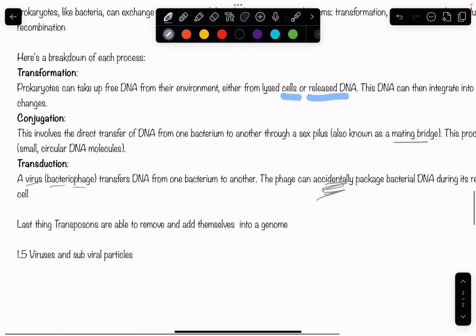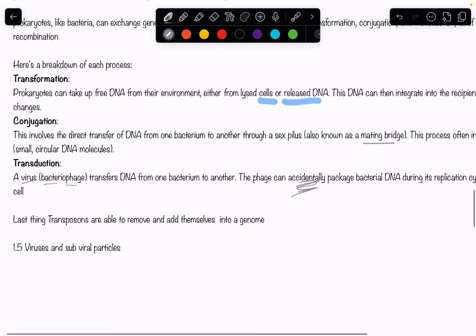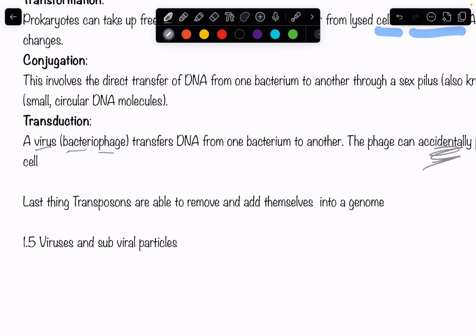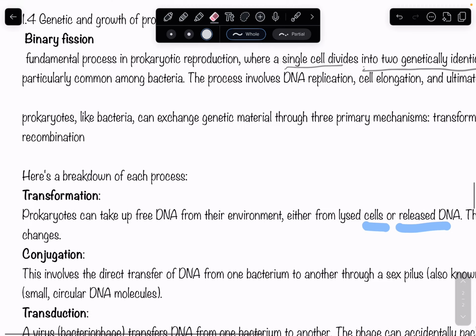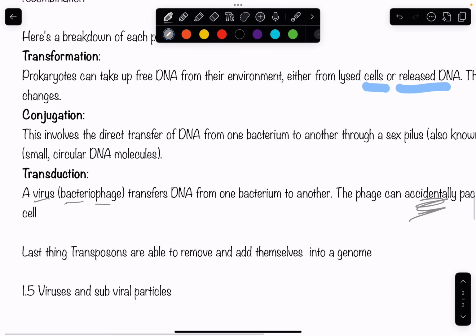And the last thing, it was so weird, Kaplan had this in their very last page, totally out of place. I don't think it really pairs up with what we're doing, but transposons are able to remove and add themselves into a genome. The reason I think this is confusing is that this chapter is about prokaryotic cells, but this can also happen in eukaryotic cells. So this isn't prokaryotic specific.